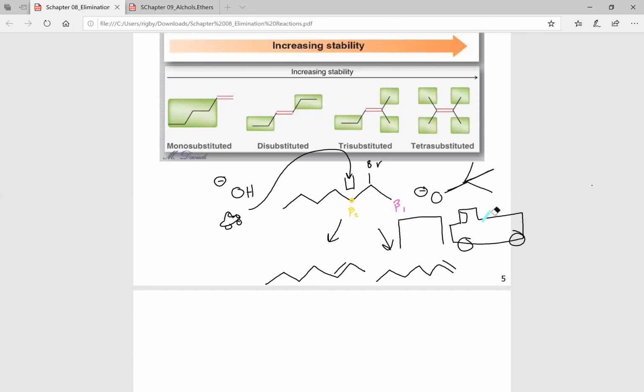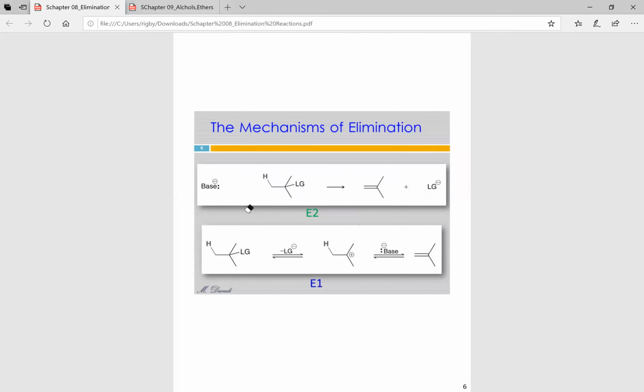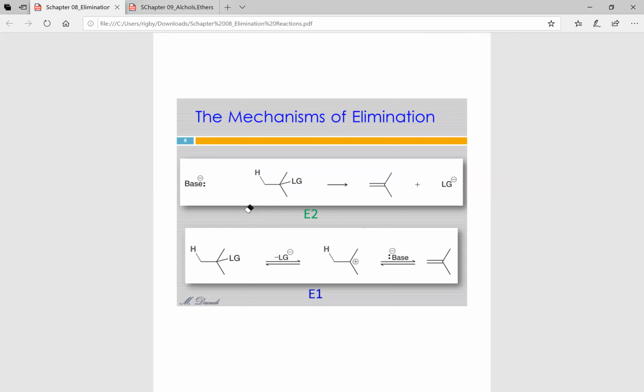A big base is going to want the Hofmann product because it's easier for that big base to get to that less sterically hindered carbon. Okay. So I think the next, so here it's talking about the mechanisms of elimination.